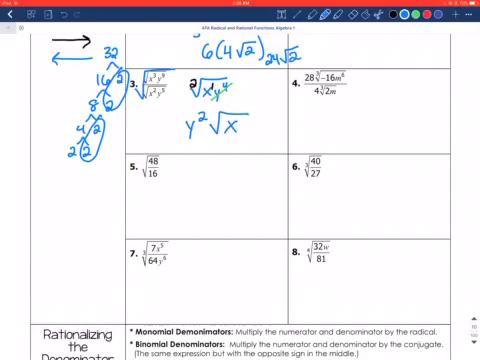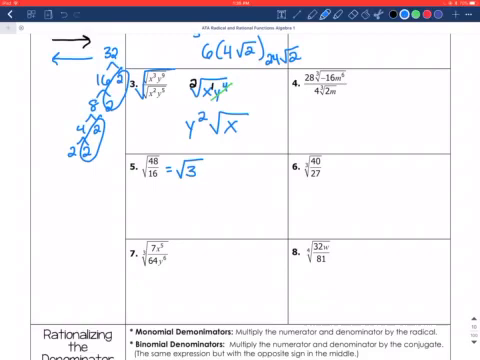Understand that sometimes this works out nice and neat, like this one. You don't need to square root the top and square root the bottom when 48 divided by 16 is just 3, and there's nothing else you can do there. So I'll save you the heartache and just tell you to do that one.